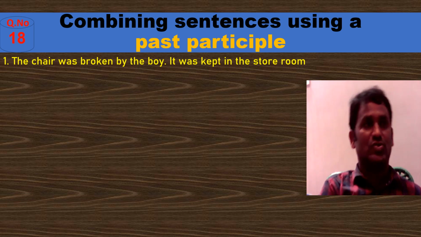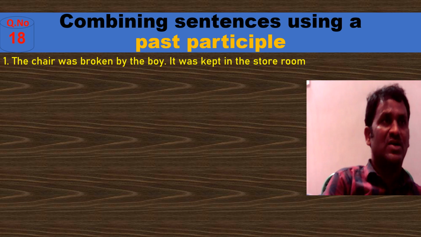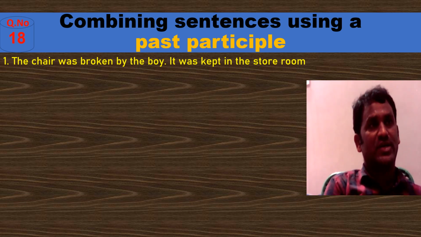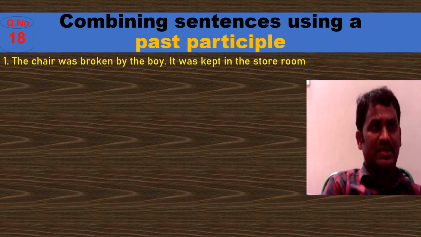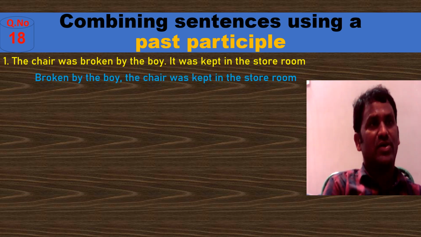It was kept in the storeroom. It's very easy. Let us start answering this one. Combining sentences using past participle with the third form in the first sentence. What is the verb in the first sentence? Was broken. Broken is the verb third form. This verb 3 is the past participle. So let us start the sentence with this only. Broken by the boy. See? Broken by the boy, the chair was kept in the storeroom.